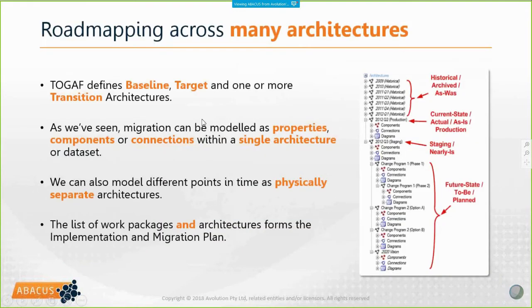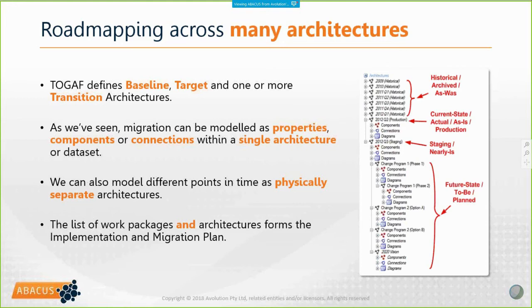The fourth and most exotic style of roadmap is what we call a multiple architectures roadmap. And so fundamentally, so far, we've modeled our journey from baseline to target via transition architectures, all by adding properties to things within a single architecture. So we have an application, we've added a strategic rating, for example, like a TIME rating or a 4 hours rating, or we've added lifecycle properties, or we've connected it to a work package.